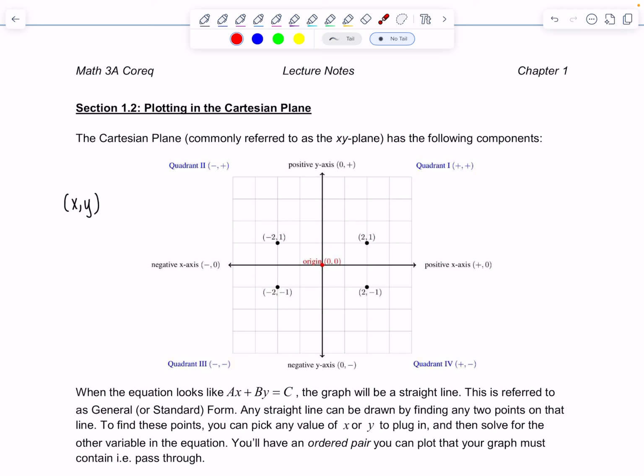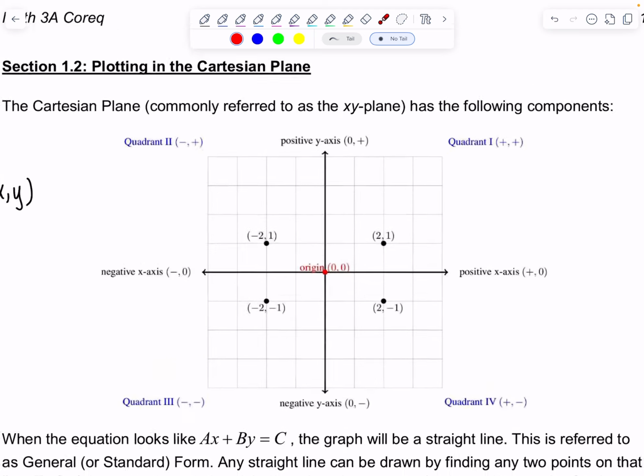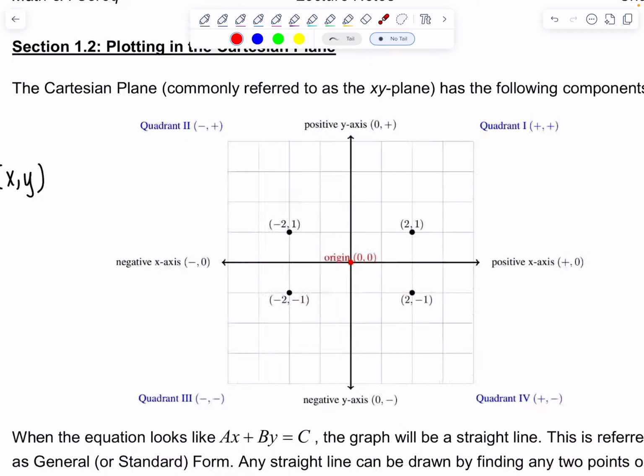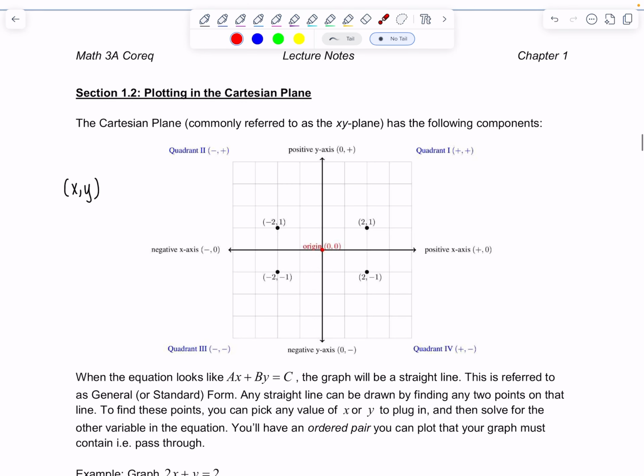Here are some points. 2, 1. Notice we moved 2 units in the x direction, 1 unit in the y direction. Negative 2, 1. You move 2 units in the negative x direction, up 1 in the y direction. Both of these are negative: negative, negative. X is positive, y is negative. X is positive, y is negative. Okay, good. Hopefully this is not the first time you've seen it, but if it is, it's standard, so don't worry.